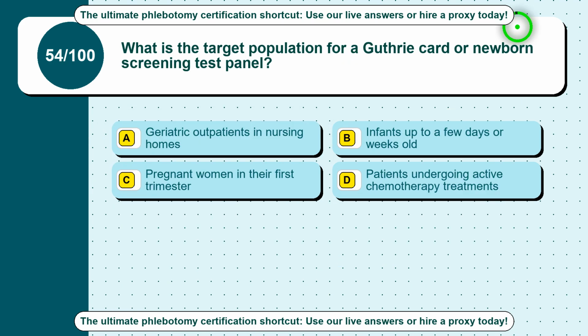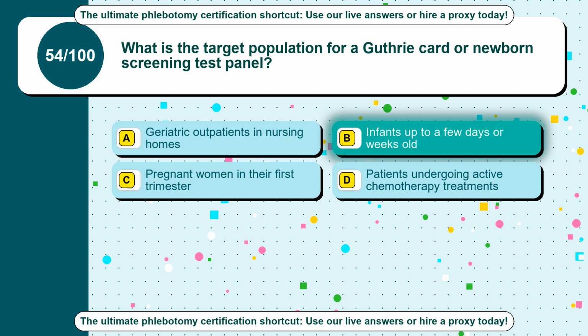Question 54. What is the target population for a GO3 card or newborn screening test panel? Option A, geriatric outpatients in nursing homes. Option B, infants up to a few days or weeks old. Option C, pregnant women in their first trimester. Option D, patients undergoing active chemotherapy treatments. The correct answer is option B, infants up to a few days or weeks old.